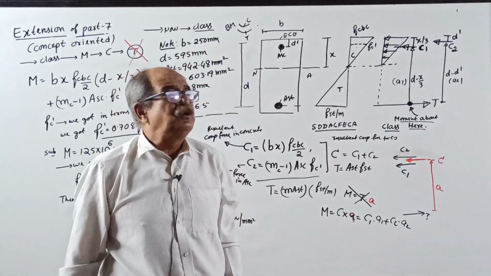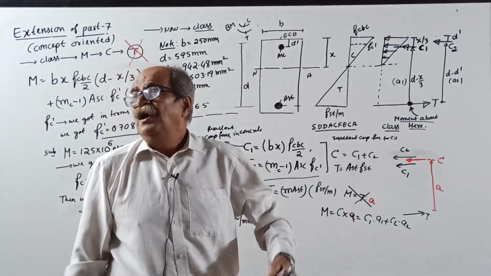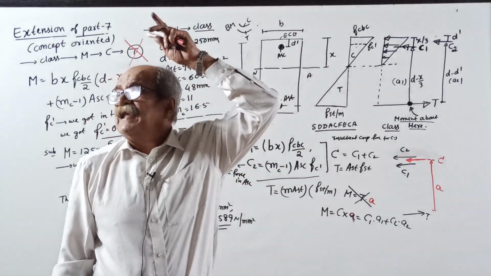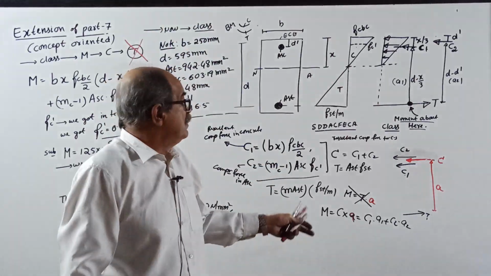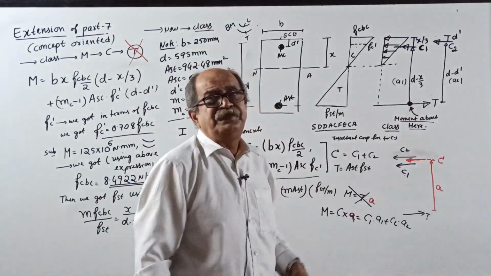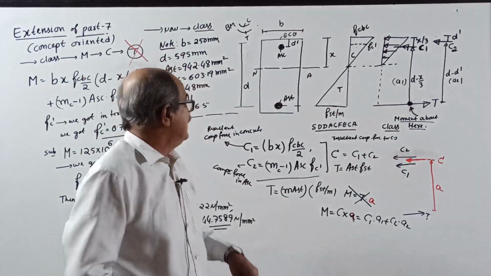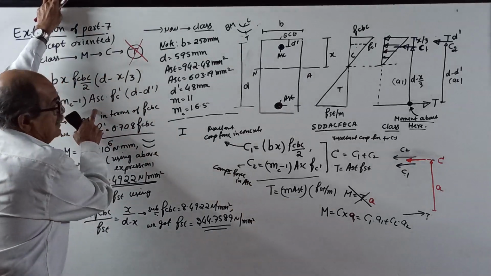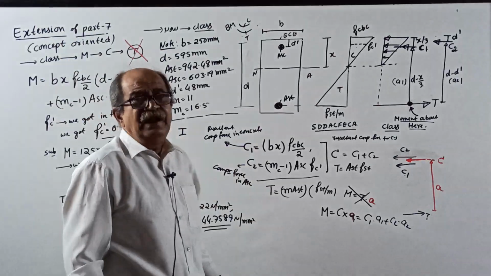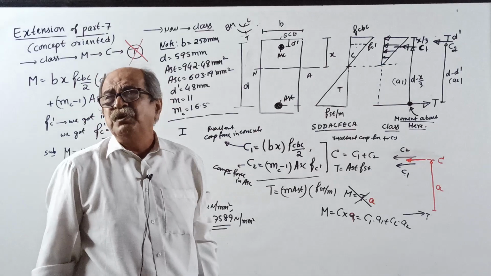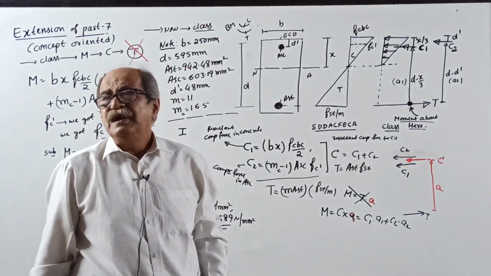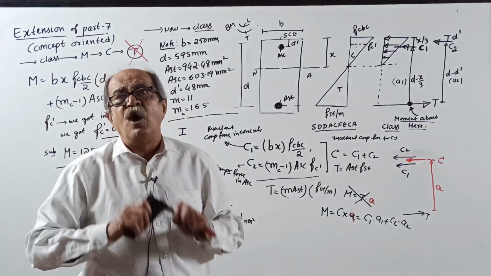Resultant compression is difficult to locate, so you cannot take moment about the line of action of compression. Take moment about the line of action of tension. Your M equation will come in terms of C, like it came based on compression. And so many will tell you it is not possible to get an expression for M in terms of tension. No, they are wrong.